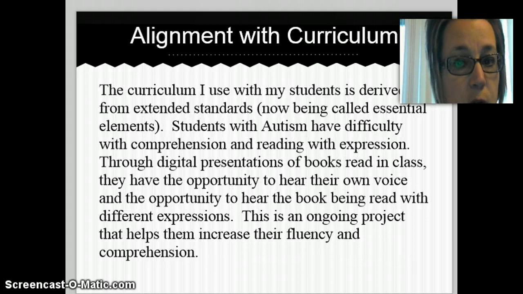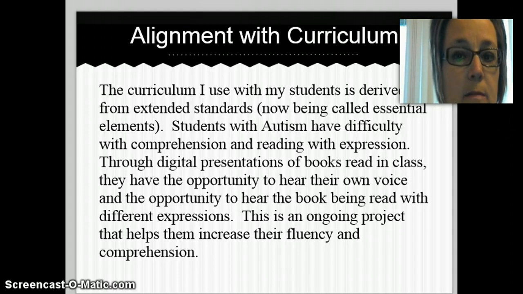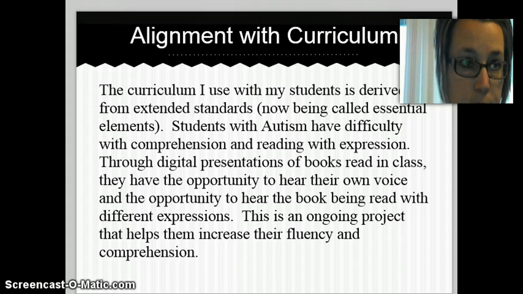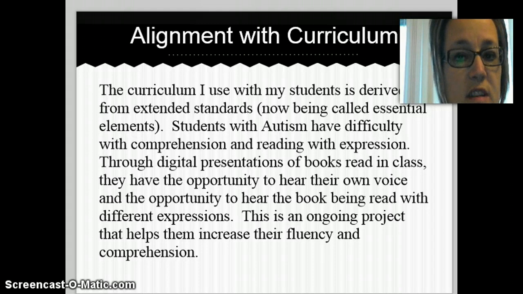How this aligns with my curriculum is that the curriculum that I use with my students is derived from the extended standards, which is now going to be transitioned into the essential elements for the Common Core standards.